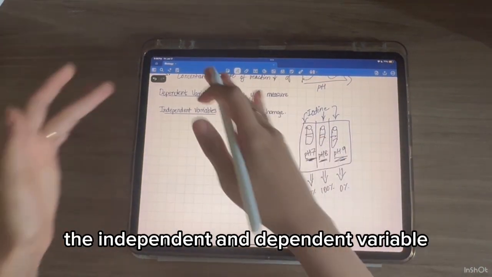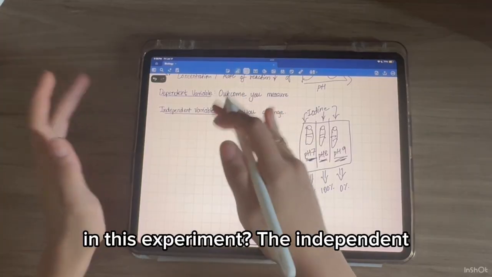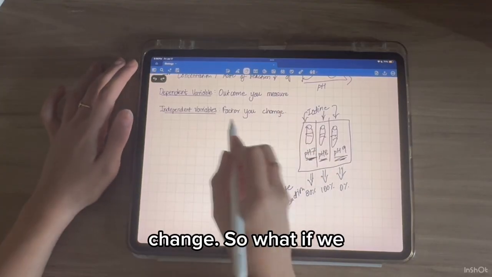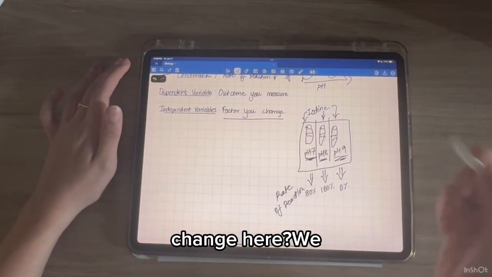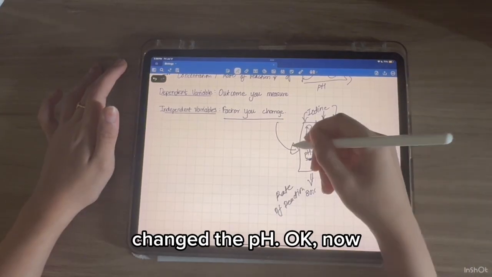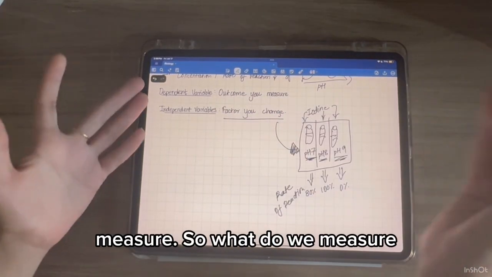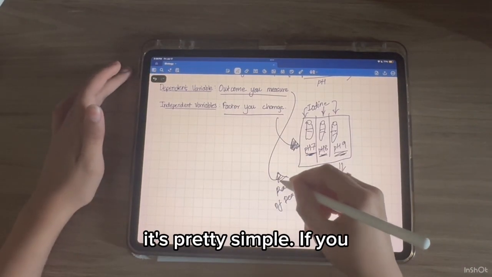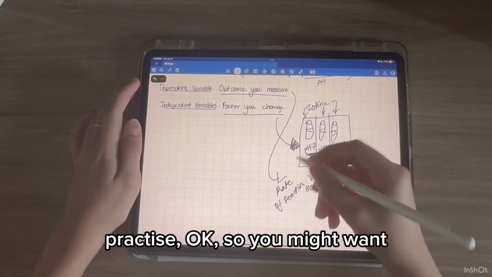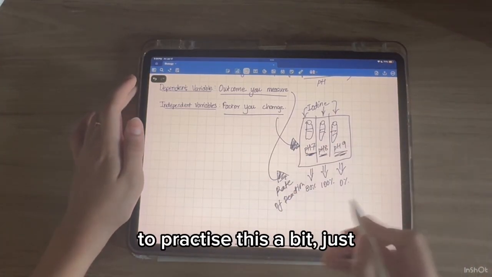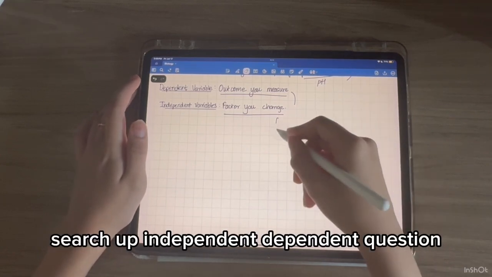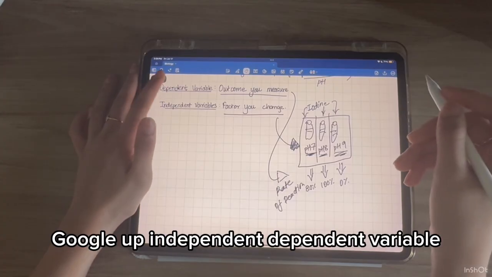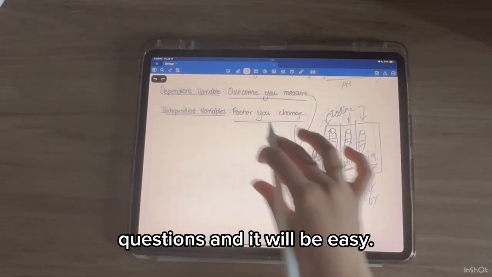Now, what's the independent and dependent variable in this experiment? The independent variable is the factor you change. So what did we change here? We changed the pH. Now, dependent variable is the outcome you measure. So what do we measure here? The rate of reaction. So it's pretty simple if you practice. So you might want to practice this a bit. Just Google independent, dependent variable questions and it'll be easy.